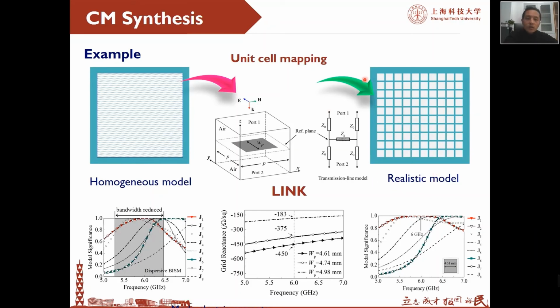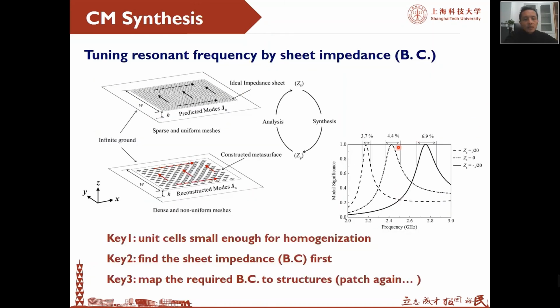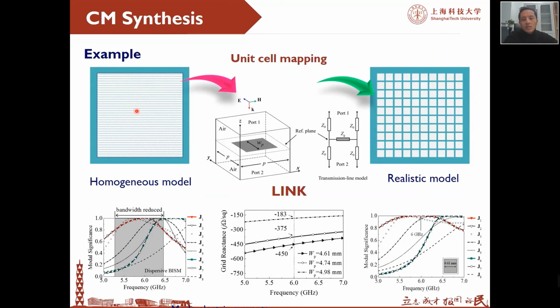Let's say we still use patches, and we have ZS, because we can tune the ZS here to tune the resonant frequency. We have one number, which is the sheet impedance here, and we use the patch unit cell to find the dimension of the unit cell until the gradient impedance of the unit cell approaches this ideal sheet impedance. So we have the real structure, and we do the CMA of the real structure again, and we compare the ideal case and the realistic case.